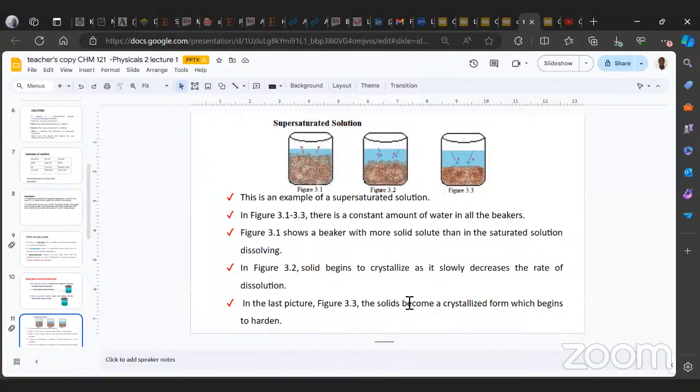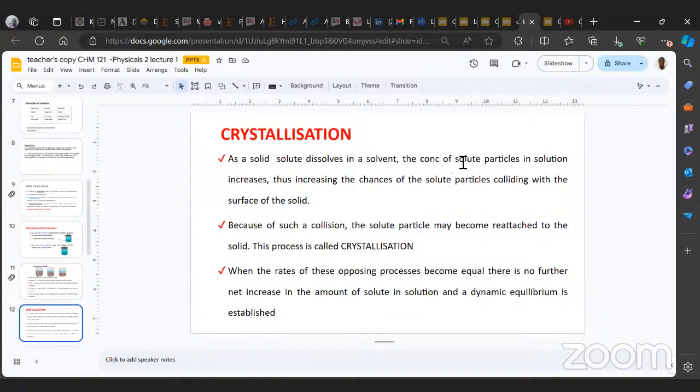Sorry, they are crystals. When you dissolve a solute in a solvent, you have a particular concentration. You can imagine dissolving a teaspoon in a big cup of water. Yes, the solutes are there, but it's diluted.